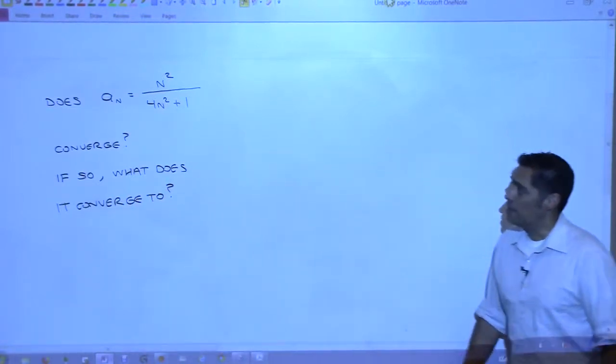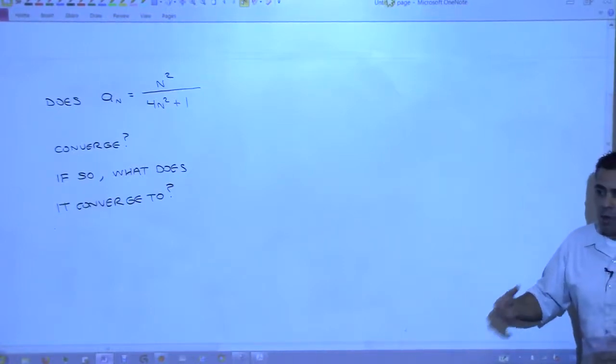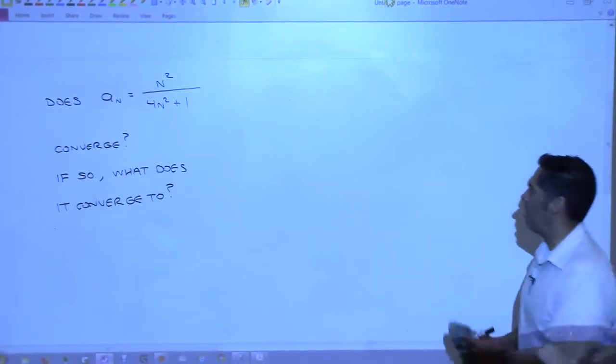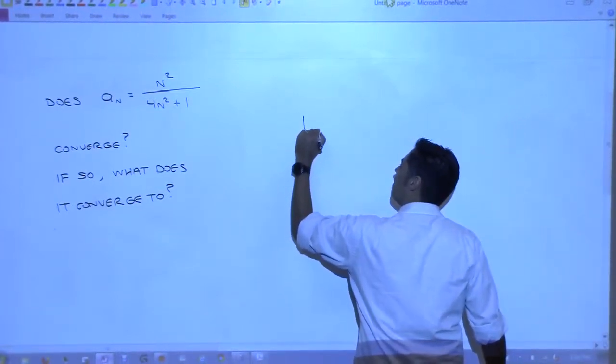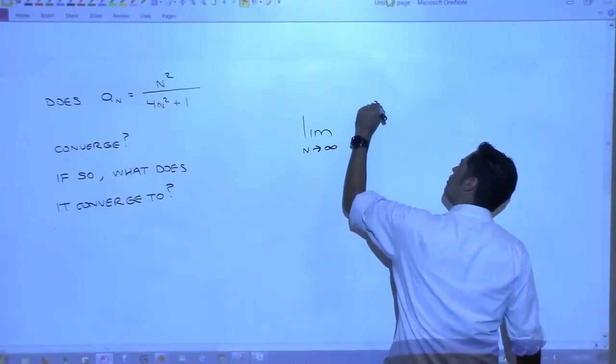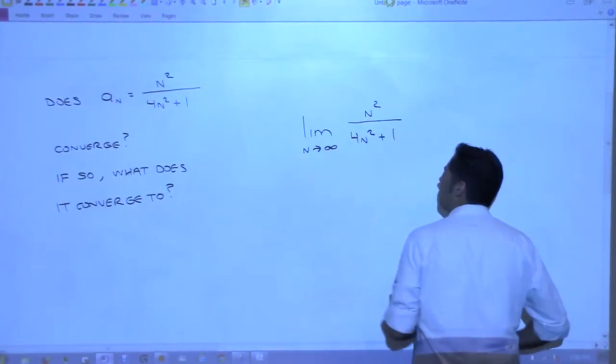All right, so when we're looking at a sequence and we're asking whether or not it converges, what we have to do is take the limit as n goes to infinity of the sequence. So that's what I'm going to start with. I'm going to take the limit as n goes to infinity of n squared over 4n squared plus 1.